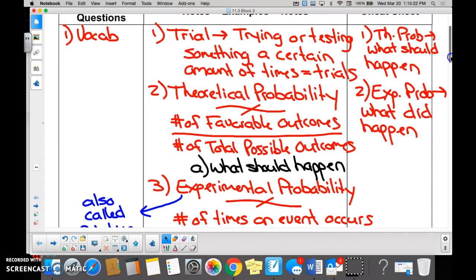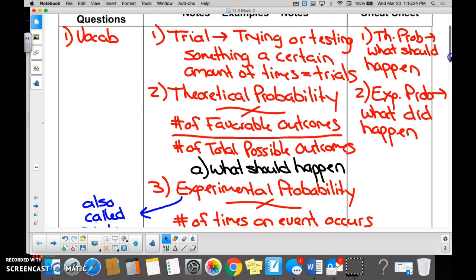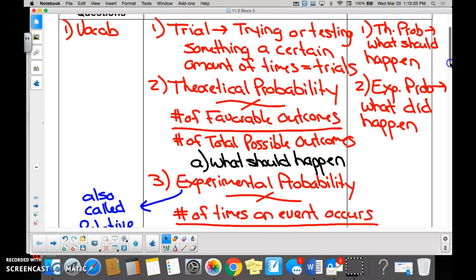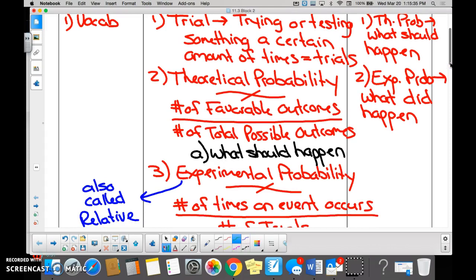All right, Bergen, what's a trial? Trying or testing a certain amount of time. Yeah, trying or testing something a certain amount of time. So if I were to flip a coin 20 times, how many trials would that be? 20.